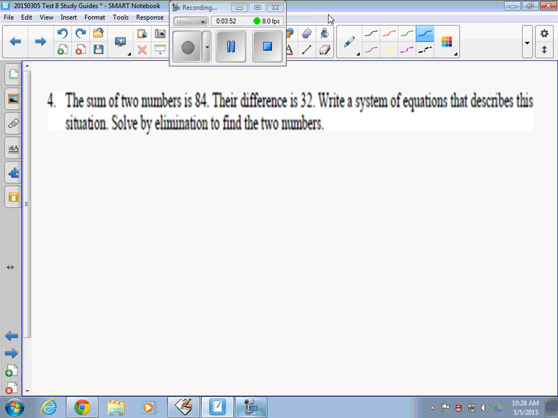Okay, number 4 says the sum of two numbers is 84. Their difference is 32. Write a system of equations that describes this situation. First thing, you've got to know what the word sum means. That means to add them. You don't know what either one of these numbers is. So if you don't know what something is, remember you represent it with a variable. So x plus the other number you don't know, y, is 84.